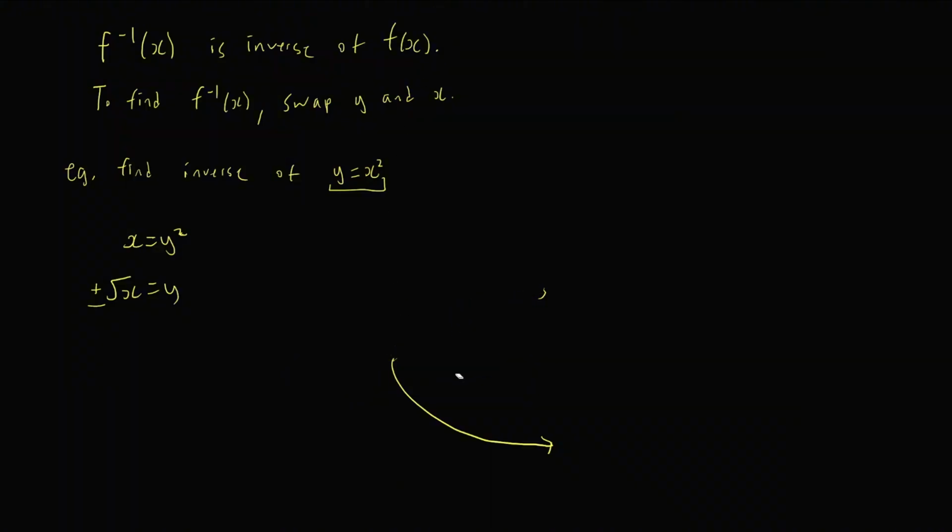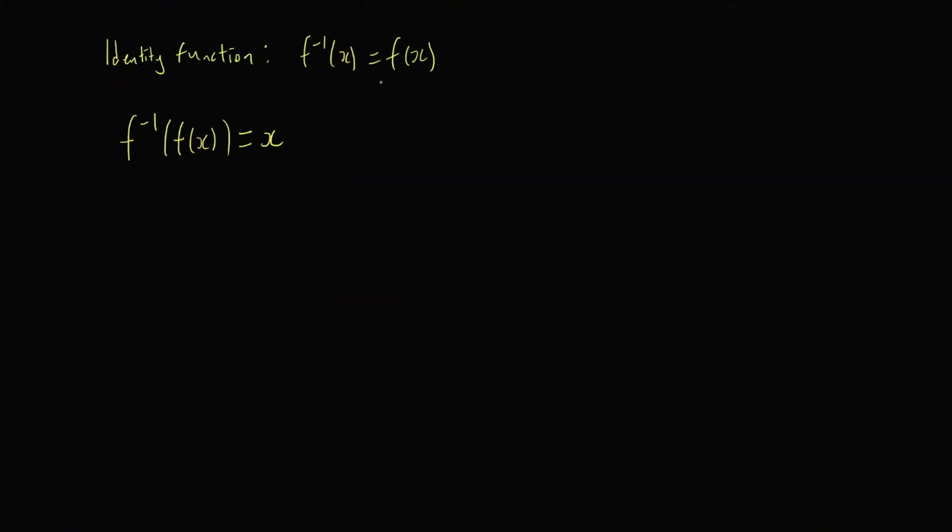To do that, we actually have to set some domain restrictions on the original function. So we would say something like y equals x squared, where x is greater than or equal to 0, or x is less than or equal to 0. That's the proper way to define an inverse function. You have to do this when you define inverse functions that are not one-to-one. You have to set domain restrictions such that the inverse function will be one-to-one.